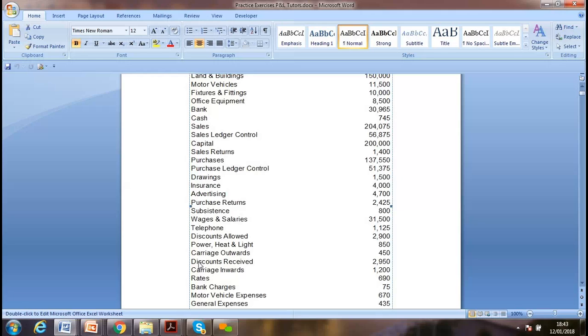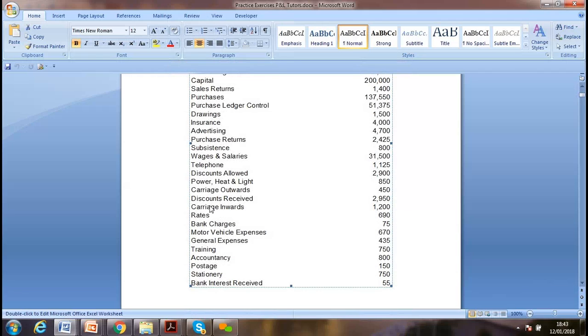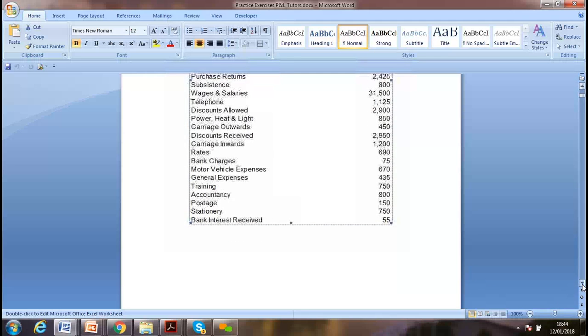Discount received means our income for the business, and income goes on the credit side. Carriage inward is a delivery charge: the goods we bought and we paid the delivery charge. We call it by the technical term carriage inward. Rates, like the council tax, is an expense. Bank charges are an expense. Motor vehicle expense. Journal expense. Training expense. Accountancy expense. Postage expense. Stationery expense. Bank interest received is our income, and income goes on the credit side.